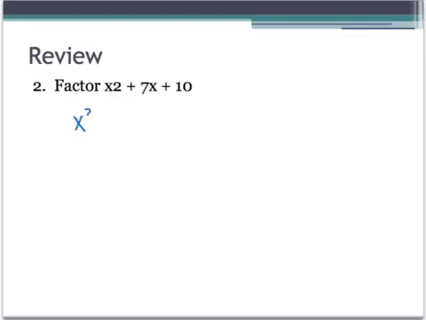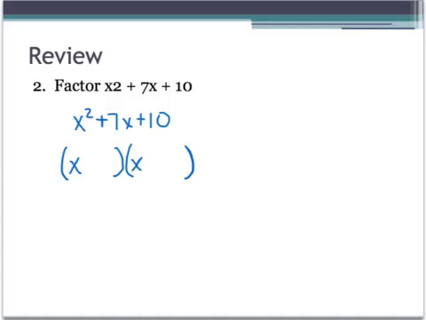We have x squared plus 7x plus 10. Well, when you factor a trinomial, you know you're going to end up with a binomial pair. Well, what times x squared gives you x squared? It's got to be x and x.